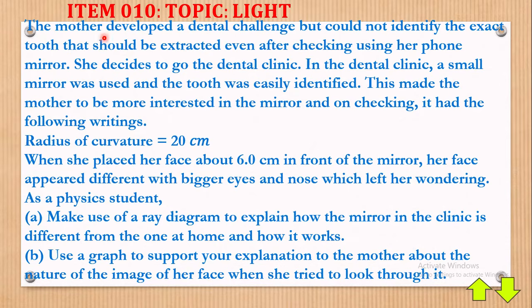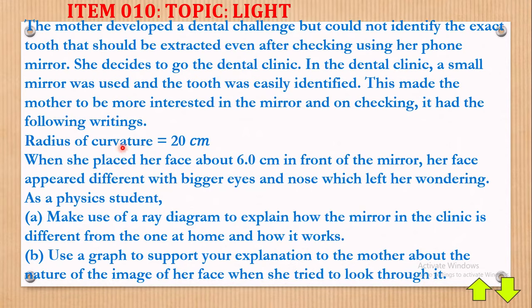The question says the mother developed a dental challenge but could not identify the exact tooth that should be extracted. Even after checking using her phone mirror, she decides to go to the dental clinic. In the dental clinic, a small mirror was used and the tooth was easily identified. This made the mother more interested in the mirror, and on checking, it had the following ratings: radius of curvature 20 centimeters.